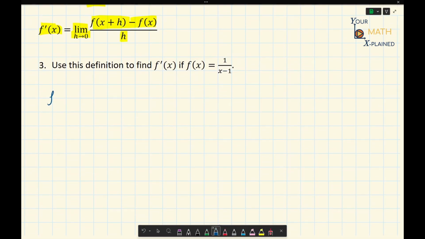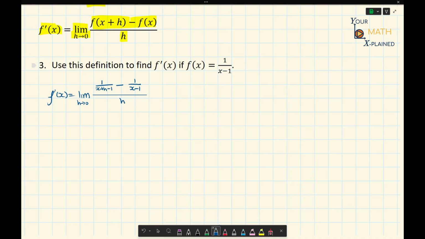So we start with f prime of x is equal to the limit as h approaches 0 of f of (x plus h), so that's going to be 1 over (x plus h minus 1), minus f of x, which is 1 over (x minus 1), and we would have that over h.